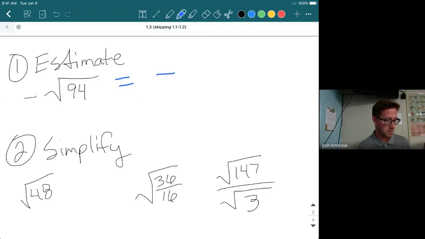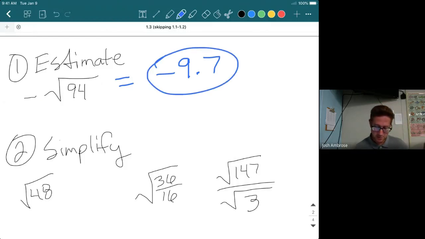Let's proceed. Go ahead and plug this into the calculator to make life a little easier. Square root of 94. You're going to see that those decimals keep going on and on. I'm just going to need you to round to the nearest tenth. So in this case, we're looking at negative 9.7. We're rounding that 6 up to a 7. That's our final answer. Simple enough. Let's move on.